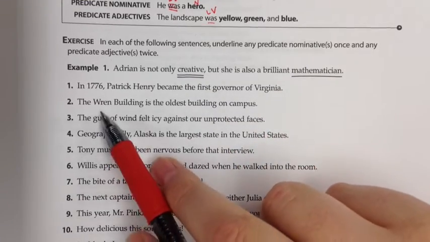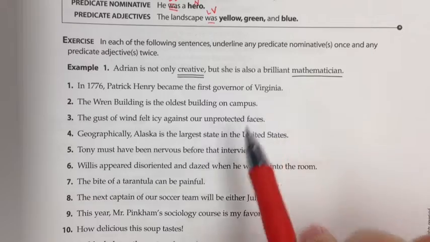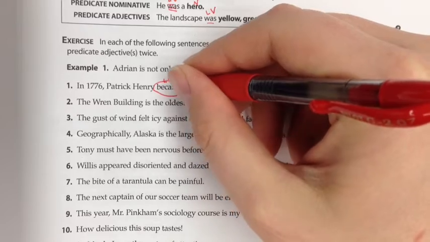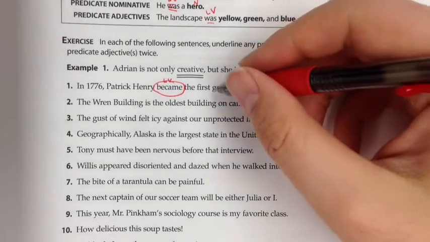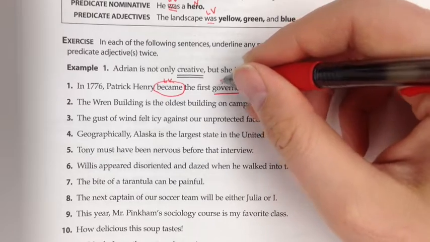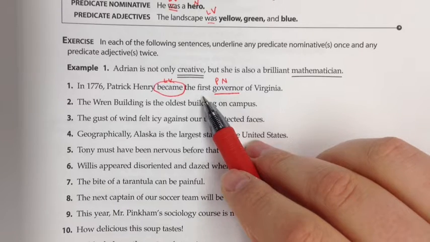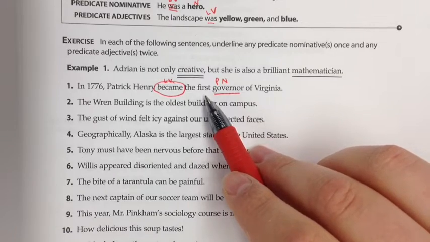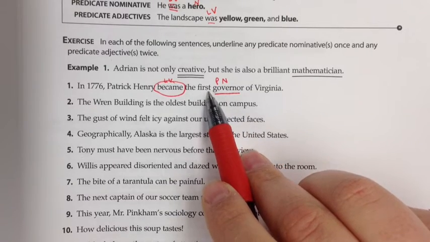So number one, in 1776, Patrick Henry became the first governor of Virginia. Became is our linking verb. I can replace it with equaled. Patrick Henry equaled the first governor of Virginia. And here is our noun, our predicate nominative. It's a PN because governor is a noun. First is an adjective that describes a predicate nominative, but it's not a predicate adjective. Predicate adjectives have to describe the subject. This describes the predicate nominative, so this is not a predicate adjective.